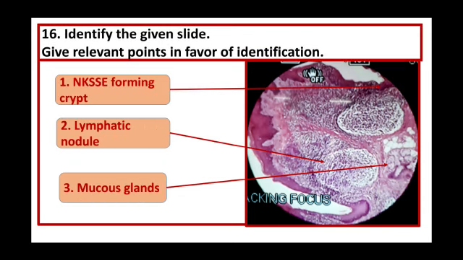You can see the epithelium, which comprises non-keratinized stratified squamous epithelium. This epithelium dips in to form what is called a crypt. Lymphatic nodules are seen and even mucous glands have been focused.